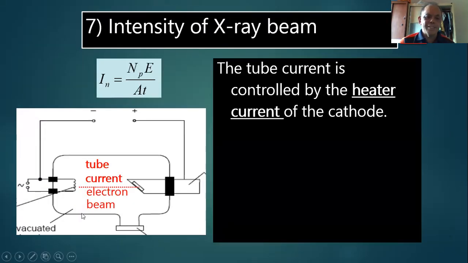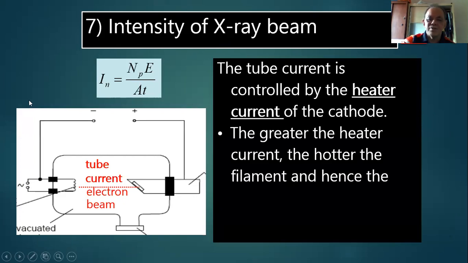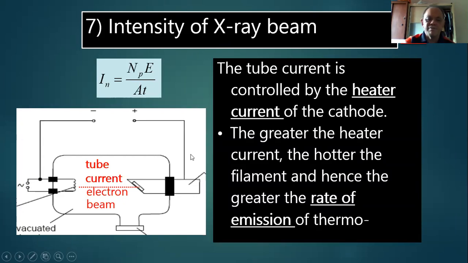Right? So the tube current, the electron beam, is controlled by this low voltage source. The greater the heater current, the hotter the filament, and hence the greater the rate of emission of electrons from the filament.